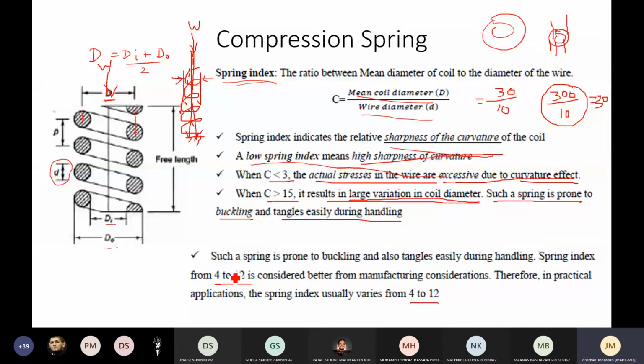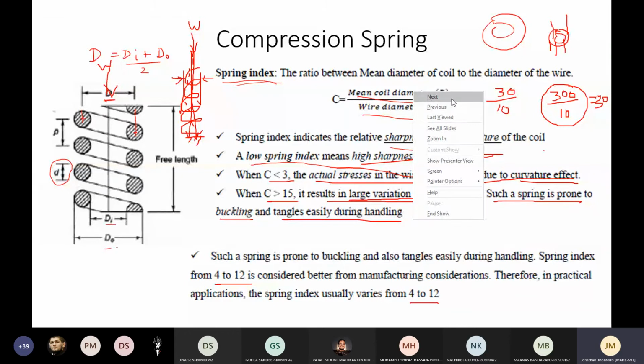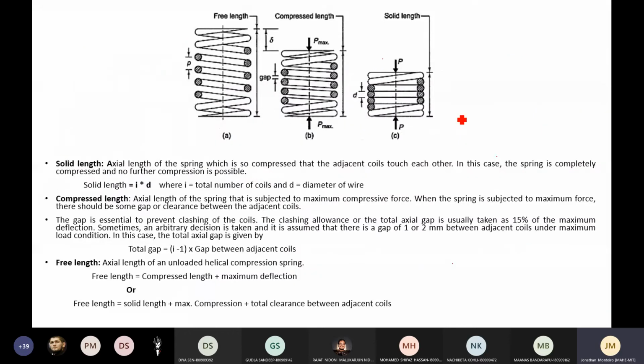And coming to the other side, maybe 4, 5, 6, this is regular automobile handling. We never use something close to 12 or 14. Okay, we will continue with other things. Free length we have already discussed.